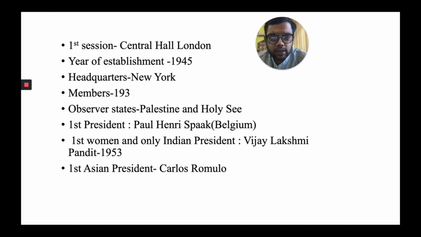The first president was Paul Henry Spaak of Belgium, and the first woman and only president belonging to India has been Vijay Lakshmi Pandit in 1953. Another important fact is that the first Asian president of the General Assembly was Carlos Romulo.